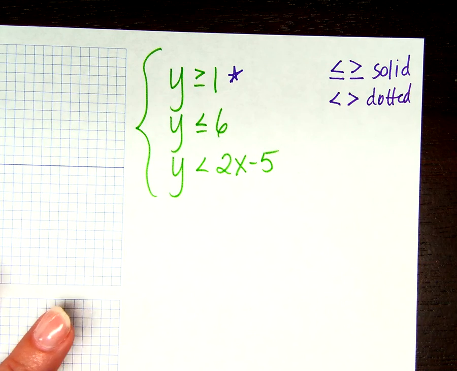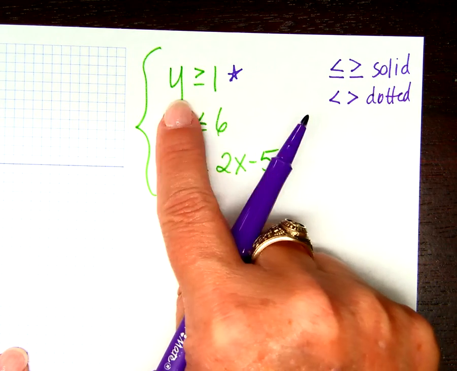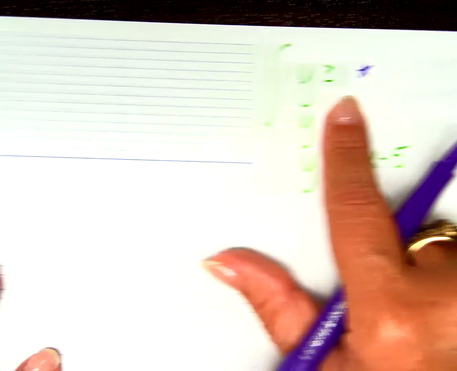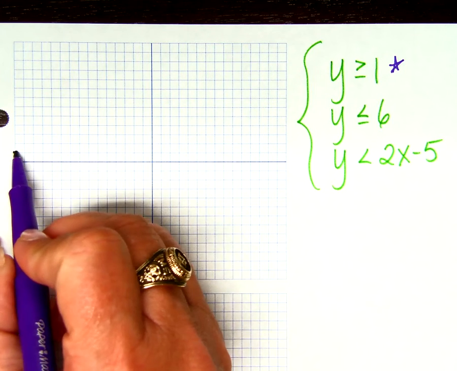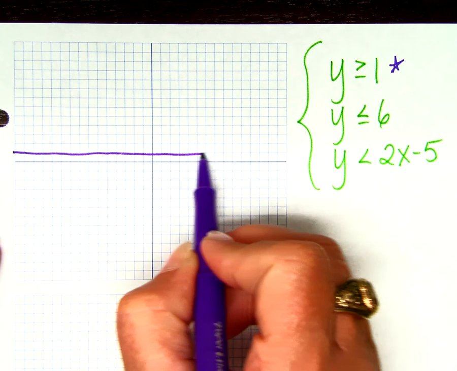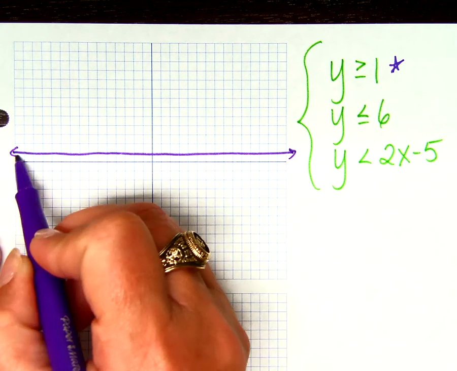Do you remember that? Now, what kind of line am I drawing for this inequality right here? It is a solid line, and we said a minute ago it's crossing the y-axis at 1. So it's right there.